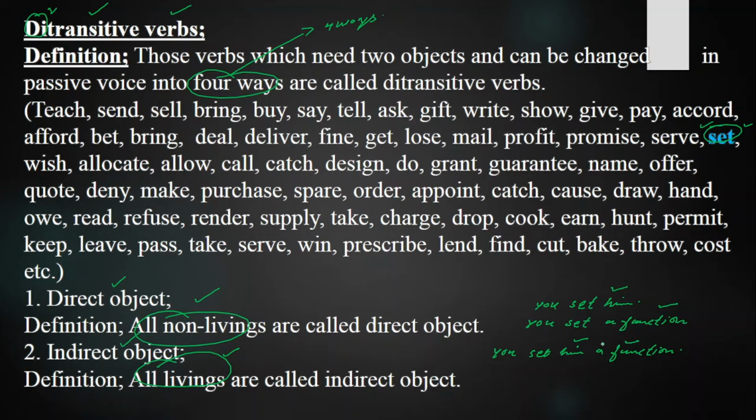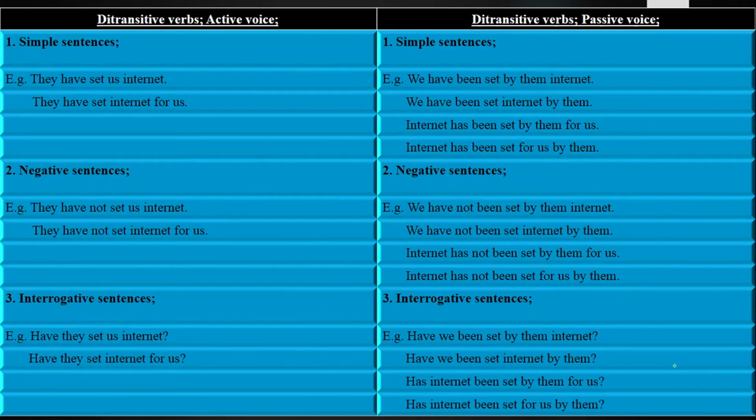And if you want to bring the indirect object at the end and the direct object at the beginning, your indirect object him will be followed by a preposition. Suppose I say, you set a function for him. So this is the way to change it in active voice into two ways. Now the main target is how to change it from active voice into passive voice in four ways.